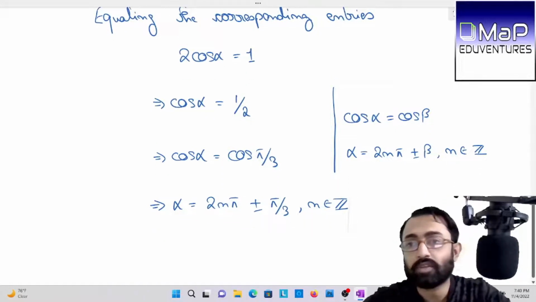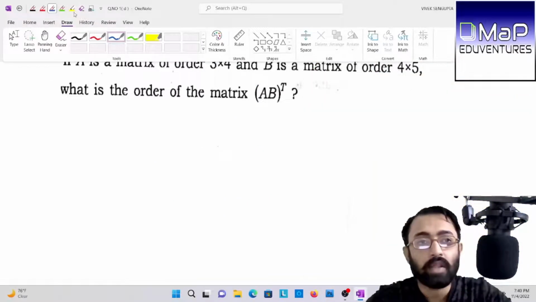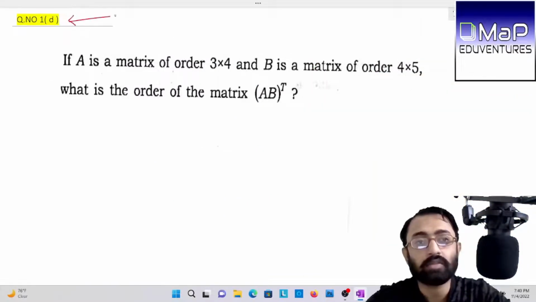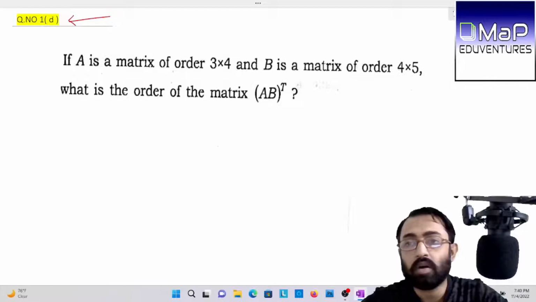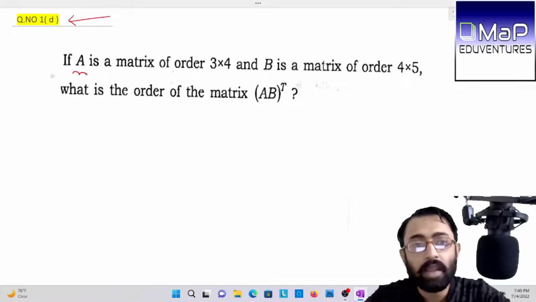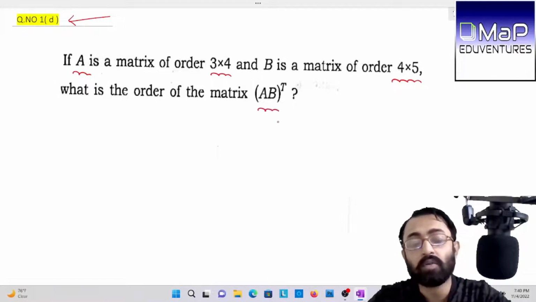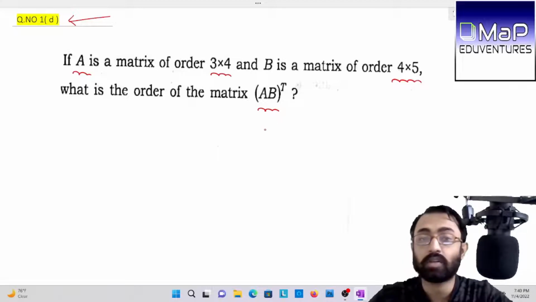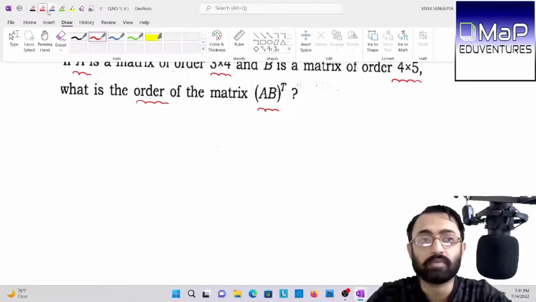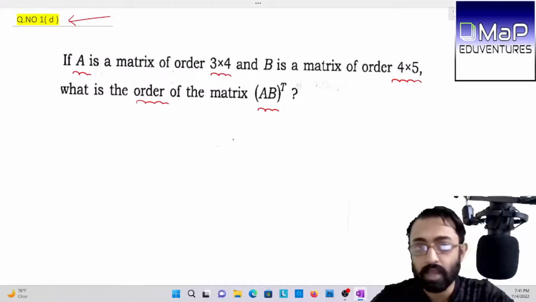Alright, so next question is question number 1D. It is also a 1 mark question. Alright, so here we are given that A is a matrix of order 3 cross 4, B is a matrix of order 4 cross 5. Then after multiplying A into B, if we take the transpose, AB whole transpose, what will its order be? What is the order of the matrix AB whole transpose? Very simple, let me explain first of all.